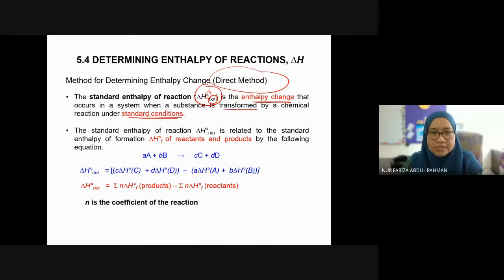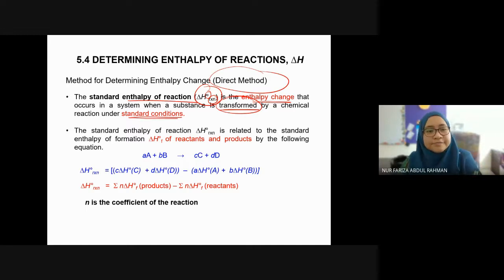So the enthalpy change that occurs in the system when a substance is transformed. Dia pakai the word transform. Okay, by a chemical reaction under standard condition. Dia tak cakap transform can be in a form of decomposition, it can also be in combustion ataupun formation, kan, transform. Transform is a general term. Bila dia go for combustion, maksudnya dia dah specific. Formation, neutralization, those are cara macam mana it can be transformed. Okay, so that's why enthalpy of reaction ni is rather general.